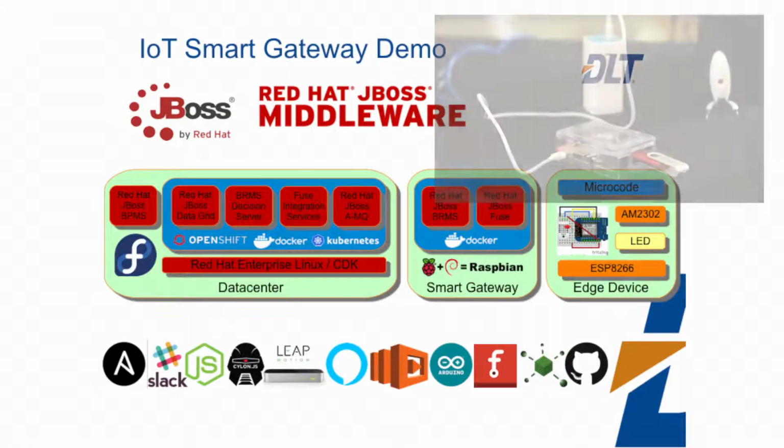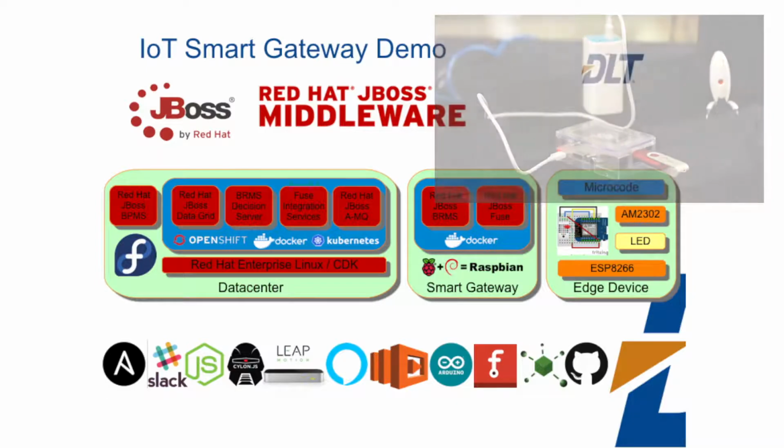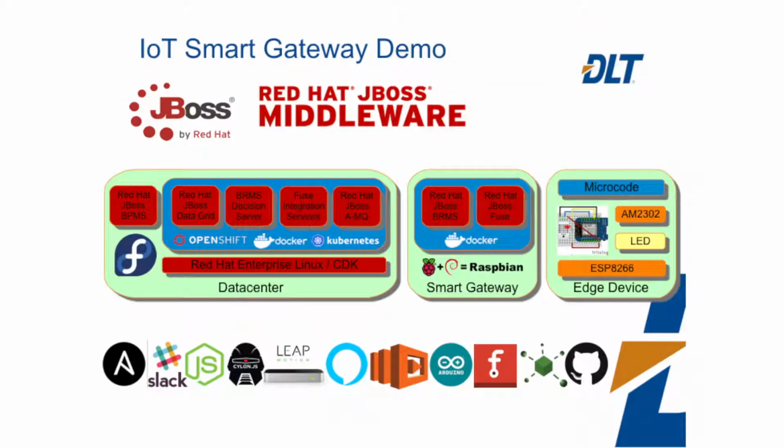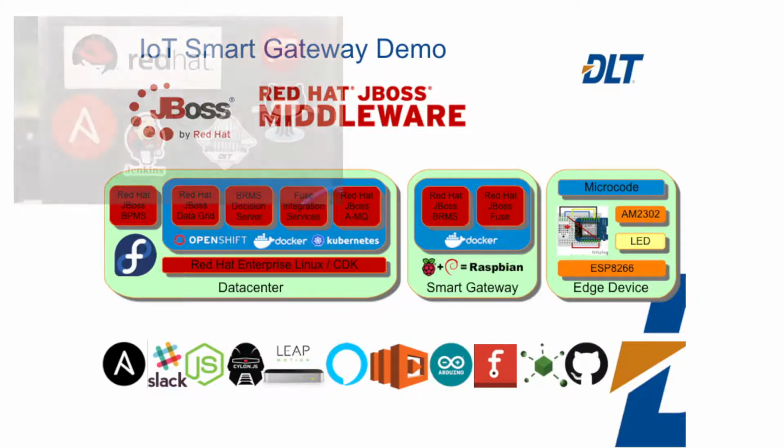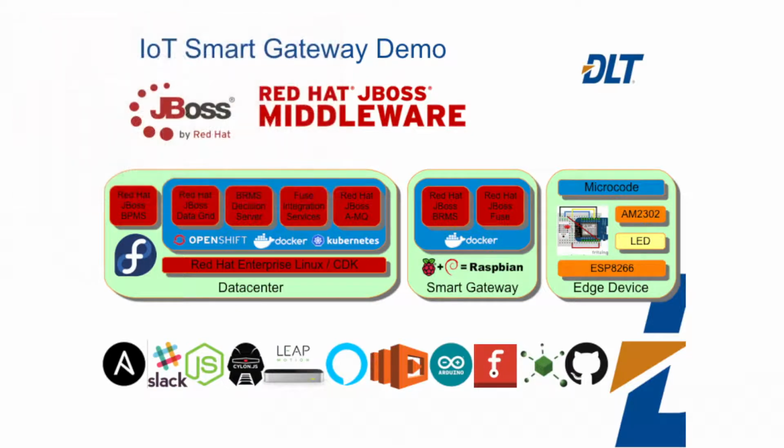Smart Gateway is running Docker on a Raspberry Pi, a $35 computer, with 2 containers. The first container is an instance of JBoss Fuse, Red Hat's integration platform, and the second container holds JBoss BRMS, Red Hat's business rules management system, to provide a little intelligence. Our data center is running on Red Hat's Container Development Kit on my Fedora laptop, which allows me to have OpenShift operating locally and provides all that Docker and Kubernetes goodness.